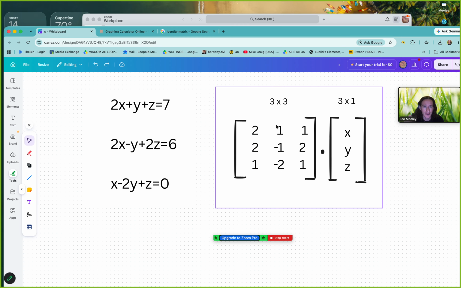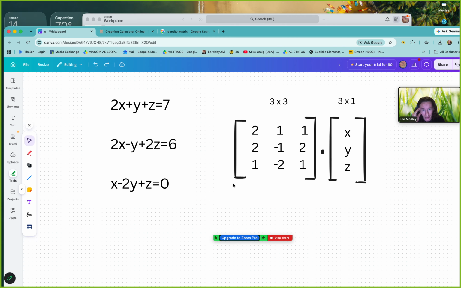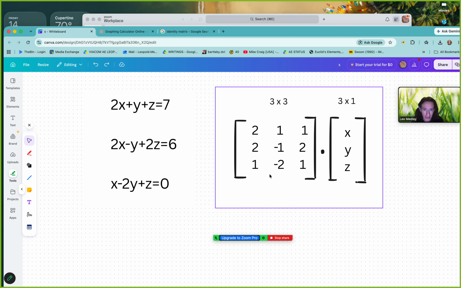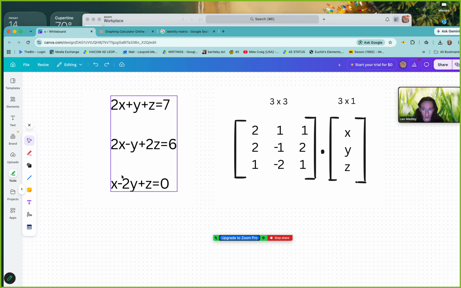This first matrix, we call that the coefficient matrix, because it's all of the coefficients of the system of equations. Like the first one, for instance, has 2x plus y plus z. Well, that's 2x plus 1y plus 1z, so 2, 1, 1. That's why it has 2, 1, 1 there. Same with the second one, 2x minus y plus 2z. That's 2, minus 1, plus 2. And then again 1, minus 2, and 1 for the last one.